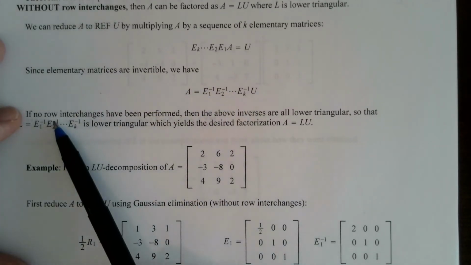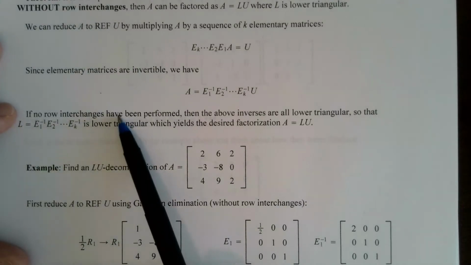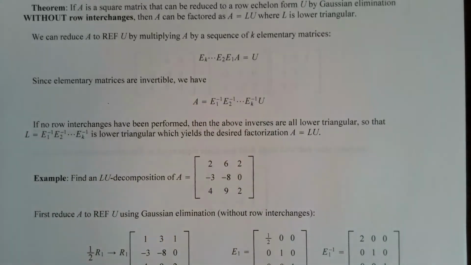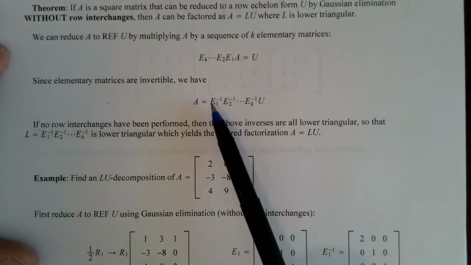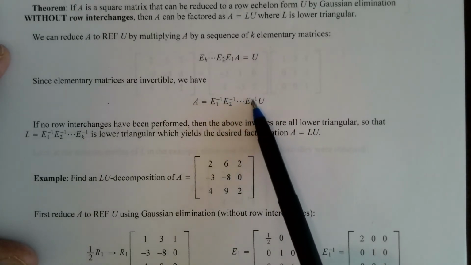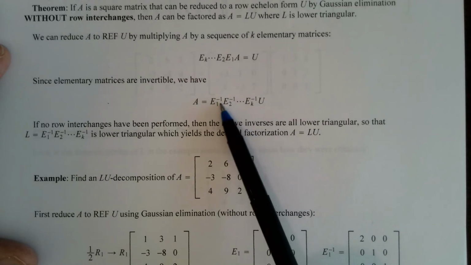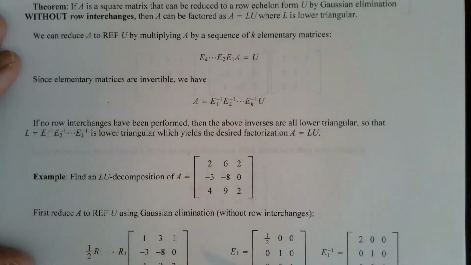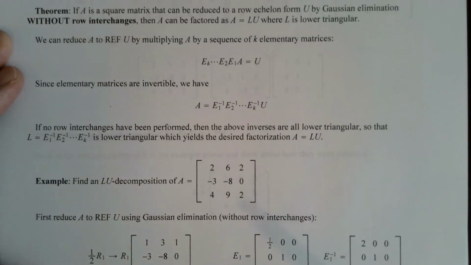And here's the key: if no row interchanges have been performed, then all these inverses turn out to be lower triangular. And if you remember, a product of lower triangular matrices is lower triangular. So these inverses multiplied together become a lower triangular matrix. This is upper triangular, and we get the decomposition. That's sort of the way it works.